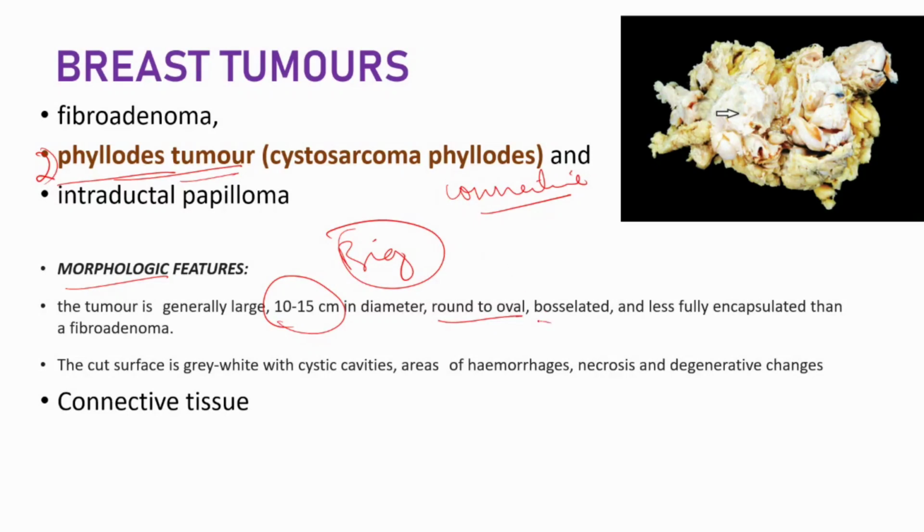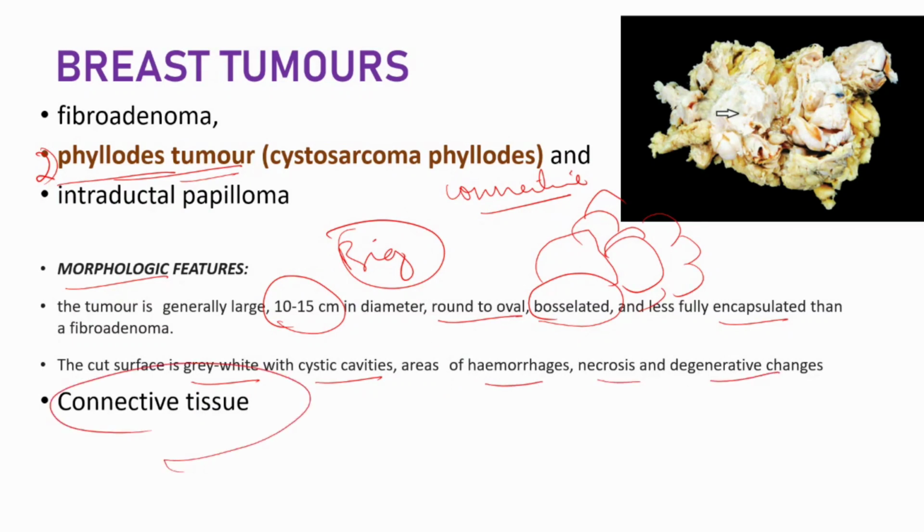They are mostly bossulated. Bossulated means their size is totally enlarged. They are bulged, and they are less fully encapsulated than fibroadenoma. Actually, fibroadenomas are encapsulated, but these are not encapsulated. They keep bulging. They keep increasing their size. If we cut the surface, we can see gray, white, and cystic cavities, areas of hemorrhages, necrosis, and degenerative changes. And mostly these are connective tissue.